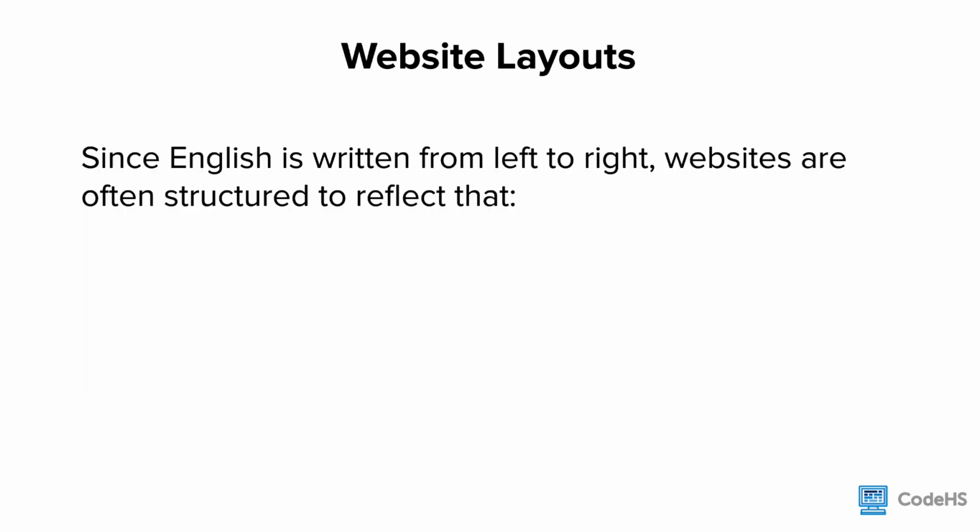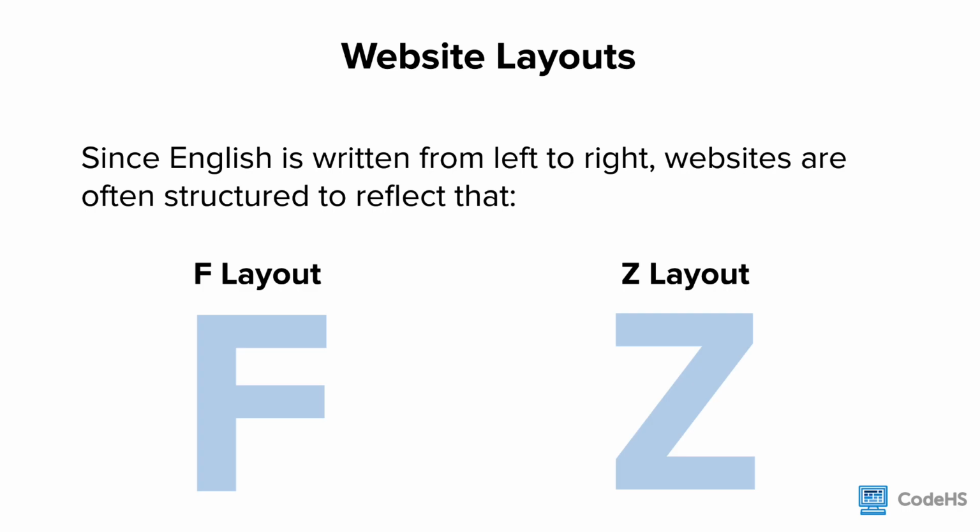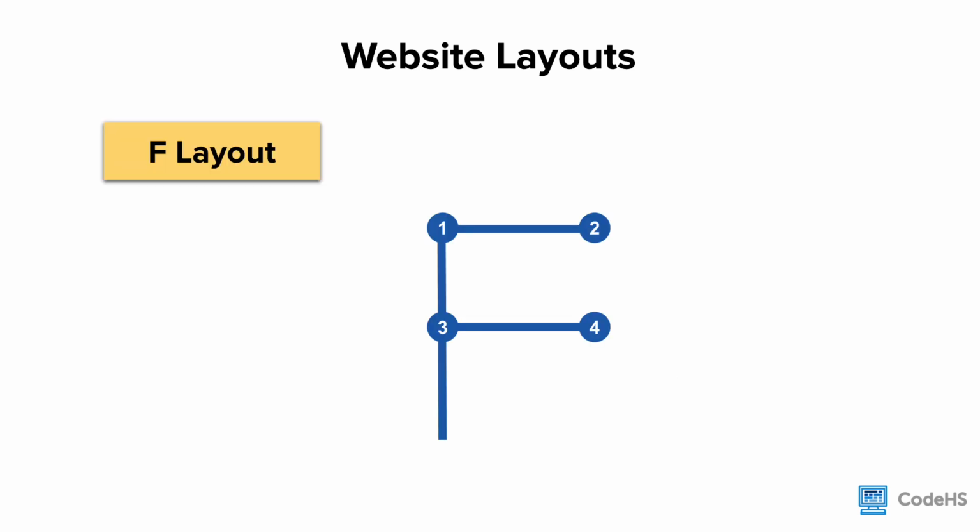In creating a website, we must consider how most people will interact with it. Since English is written from left to right, websites in English are often structured to reflect the way that users will naturally read them. To understand this, we will look at two different layouts, the F and Z layouts. The F layout is based on the notion that English-speaking users will start at the topmost left part of a web page and read from left to right.